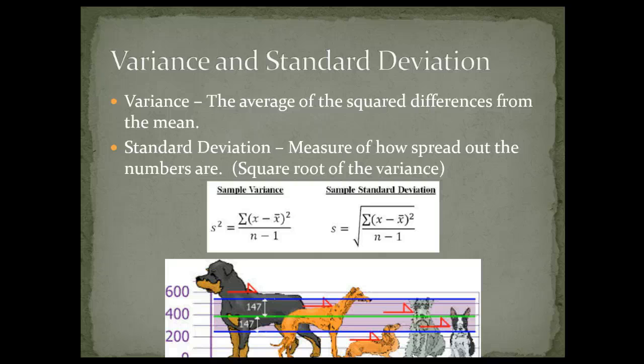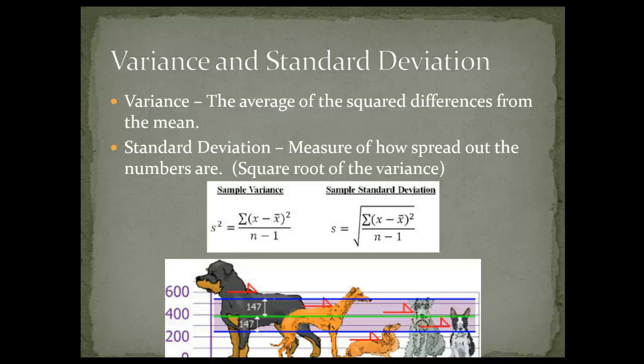Okay, variance and standard deviation. Really all they do is measure how spread out the numbers are. Variance can get out of control. They have very large numbers, so the standard deviation, all it does is take the square root of the variance and it makes it more manageable.